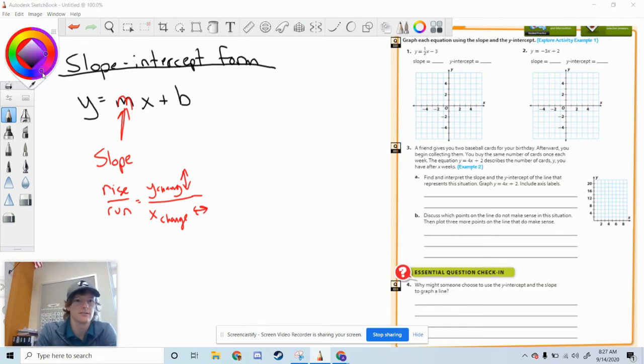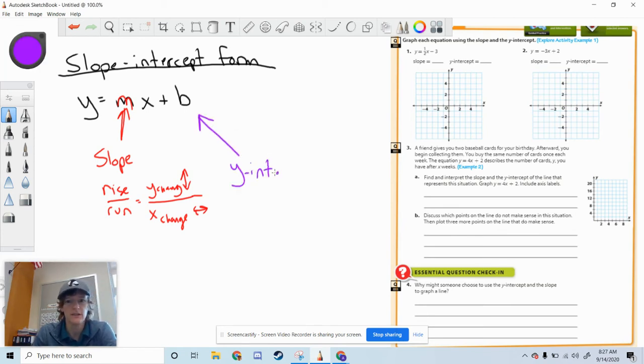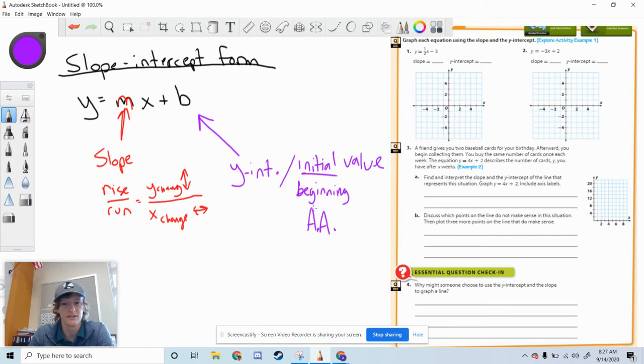We also have in this standard slope-intercept form a y-intercept, also known as the initial value. Now the word initial, that means the starting, that means the beginning. If I ask you what your initials are, you're going to take the first letter of your first name and the first letter of your last name. Those are my initials. Those are the beginning letters. When I say the word beginning, the word initial, that's where we start.